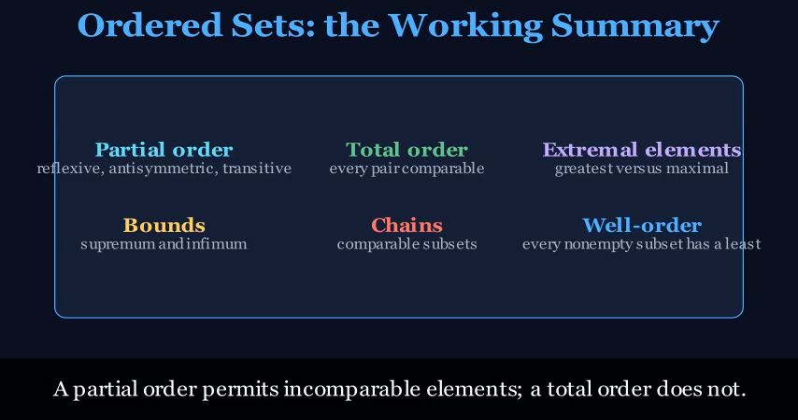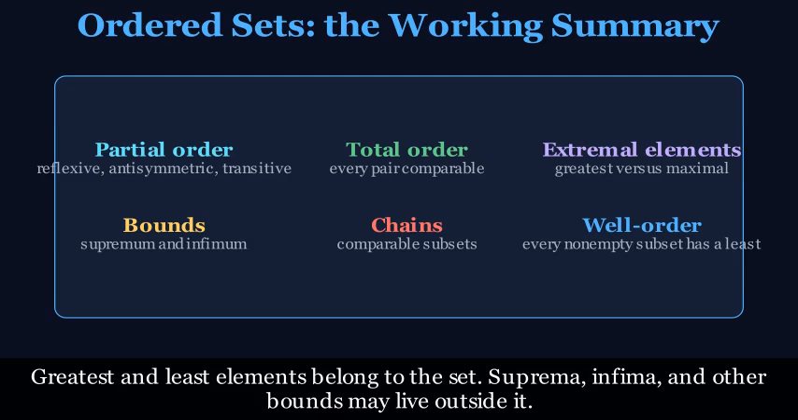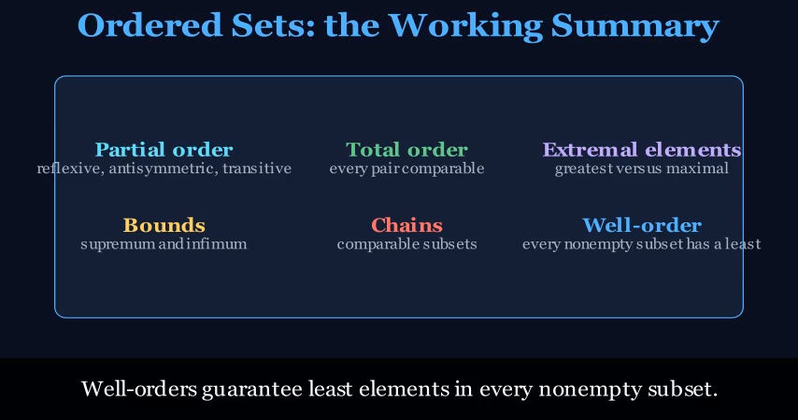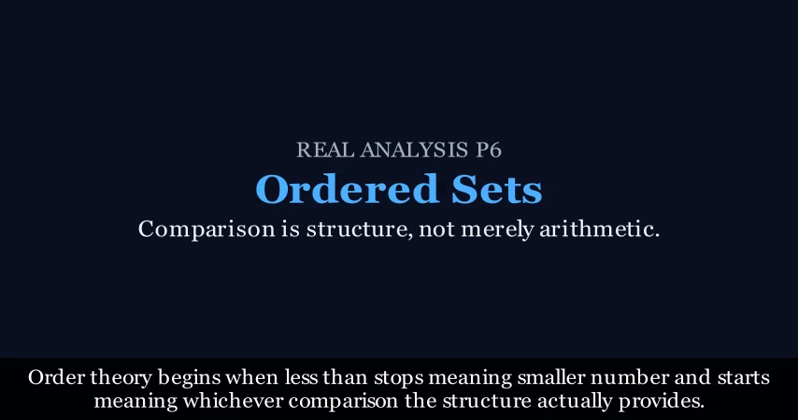A partial order permits incomparable elements, a total order does not. Greatest and least elements belong to the set. Suprema, infima, and other bounds may live outside it. Maximal is weaker than greatest. Chains recover total comparability inside a partial order. Well orders guarantee least elements in every non-empty subset. Order theory begins when less than stops meaning smaller number and starts meaning whichever comparison the structure actually provides.